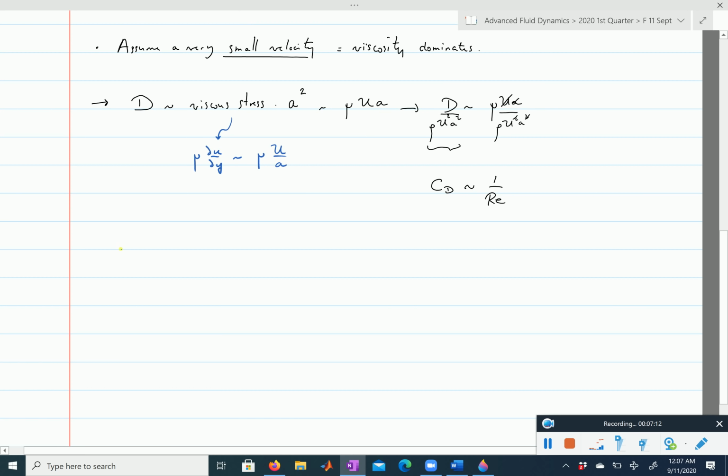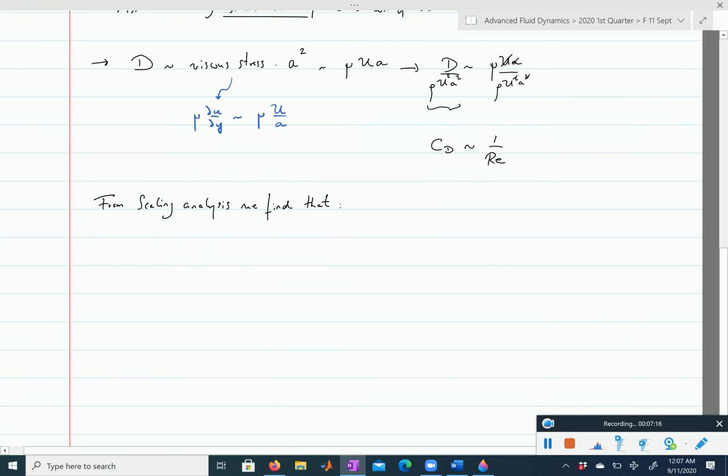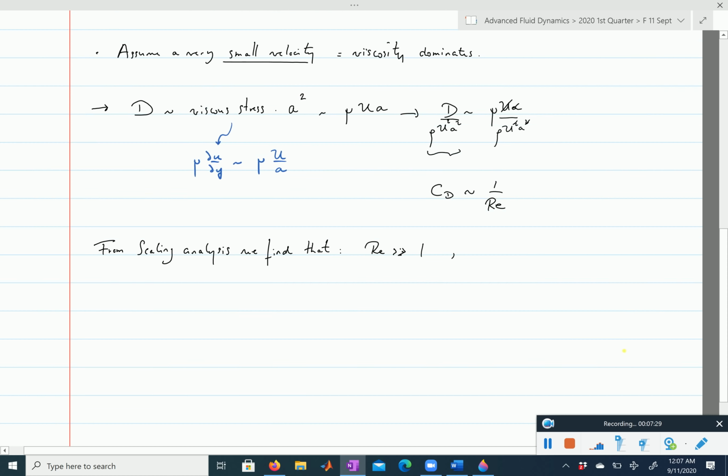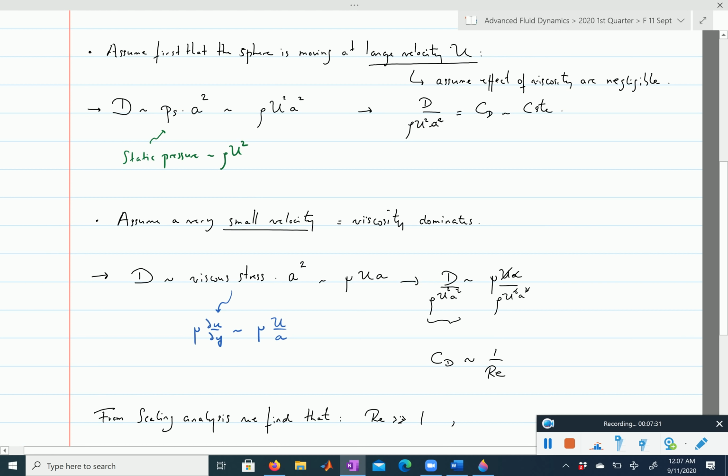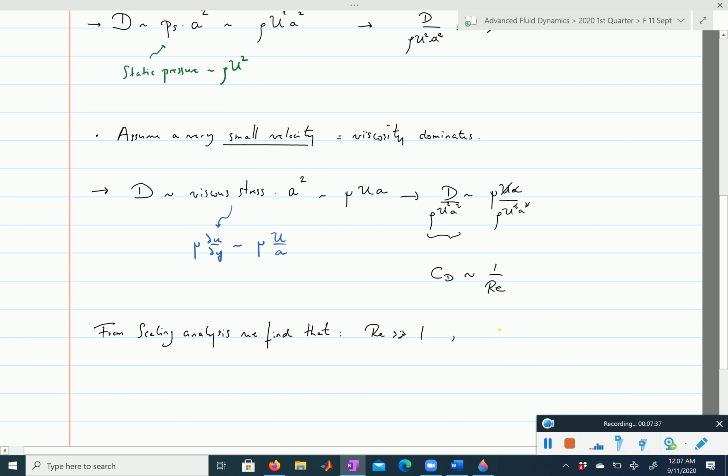So in summary, from scaling analysis, we find that for large velocity, when viscosity is negligible, which is the same as to say when the Reynolds number is large, so it's much larger than 1, in that case, we expect our drag coefficient to be a constant.